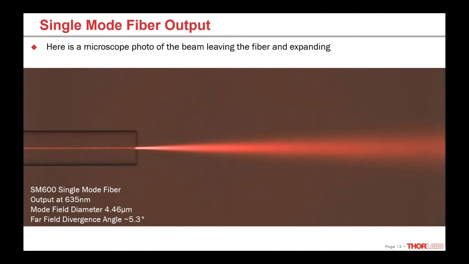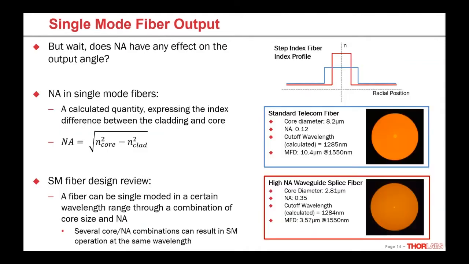So I've said a few times in this talk, divergence is not a function of NA like it is for multimode fibers, but there are some intricacies here that I think are worth going over. So what we're saying here is, wait, does NA really have no effect on output angle? So a little rewind to the last talk, we talked about designing single mode fibers, and we talked about index profiles, a step index fiber, you have a cladding with a certain index, you have a core with a certain higher index.